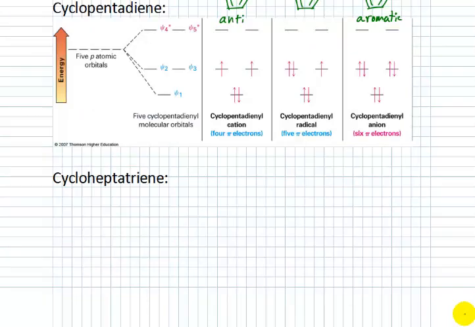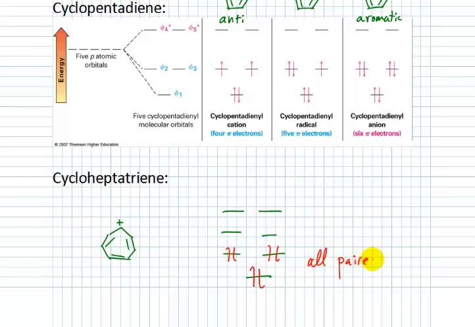Opposite with the 7-membered ring, the cycloheptatriene cation. It's hard to draw. 7-membered ring with a plus. Okay. We're going to have 1 down low there, 1 molecular orbital, then 2 and 3, 4 and 5, 6 and 7, but I just have 6 pi electrons. So 1, 2, 3, 4, 5, and 6, all paired. If I had the radical, I'd have 1 more. If I had the anion, I'd have 2 more. Okay? In which case, both of those added would be unpaired.